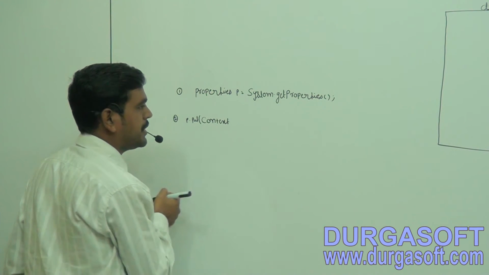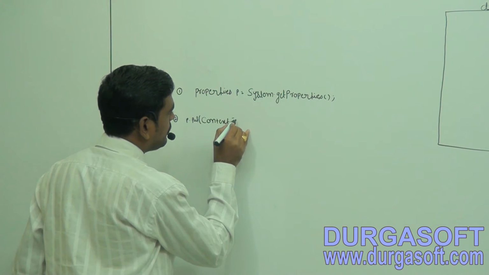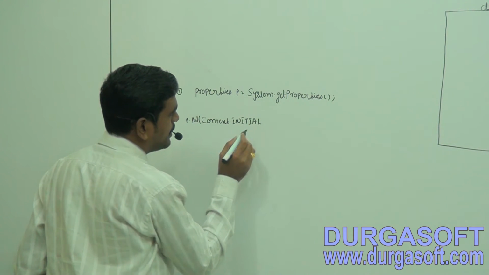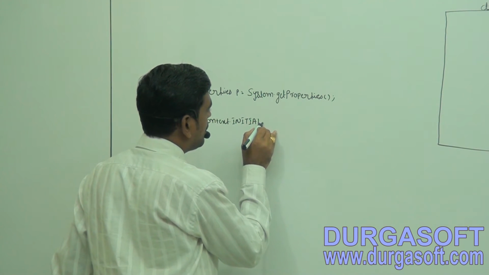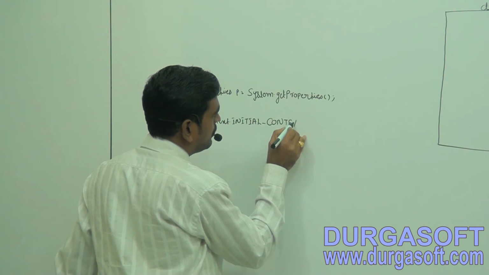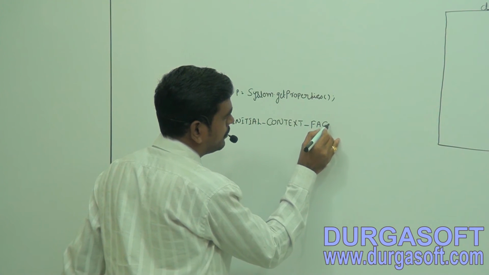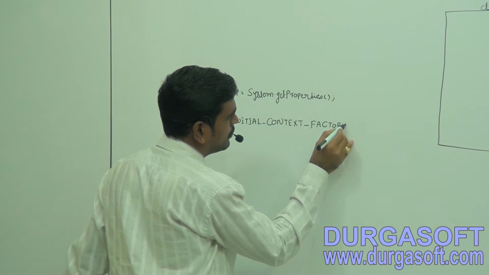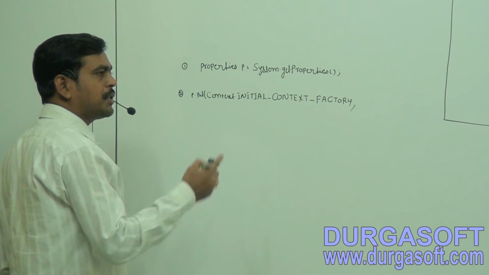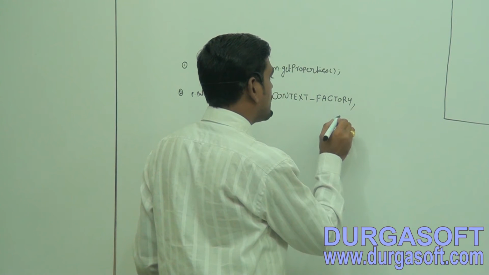Context is available in the javax dot naming dot star package. Context dot INITIAL_CONTEXT_FACTORY. This is the key, and the value we also pass here. What is the value? This is the value.